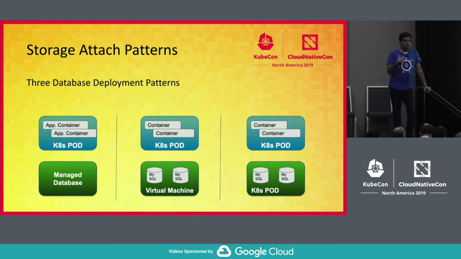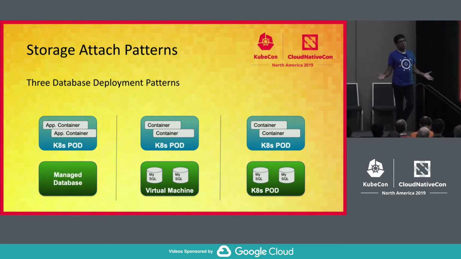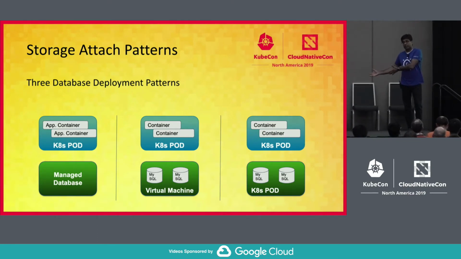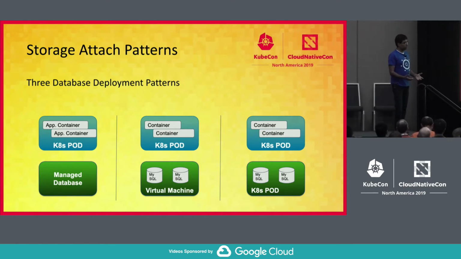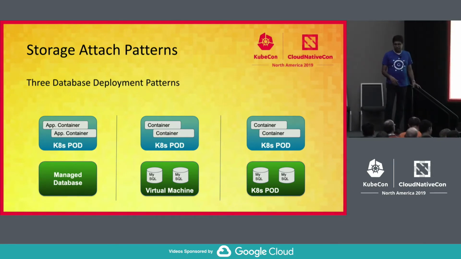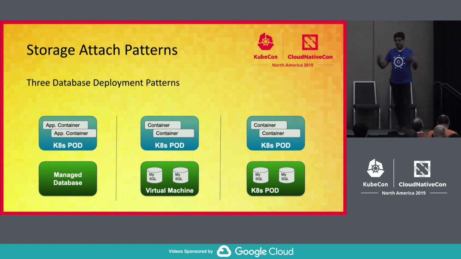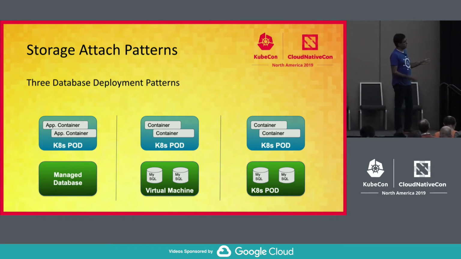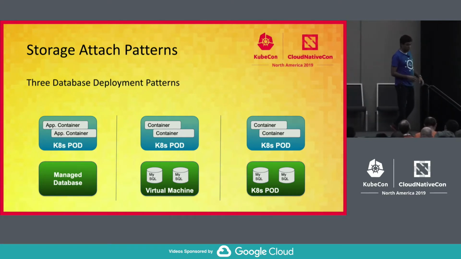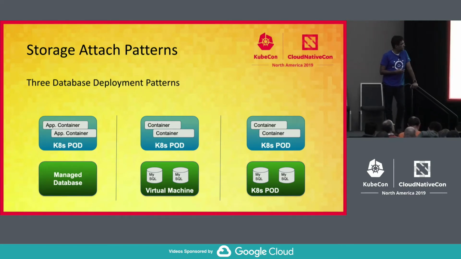Moving on, there was another pattern where I want to run my own databases, but I'm not sure I should run them inside a container, so I'll just run them inside a VM. One option was to run a database inside a VM while your workload is running in containers. You get the agility and the scale across them, and that's one configuration around the patterns.